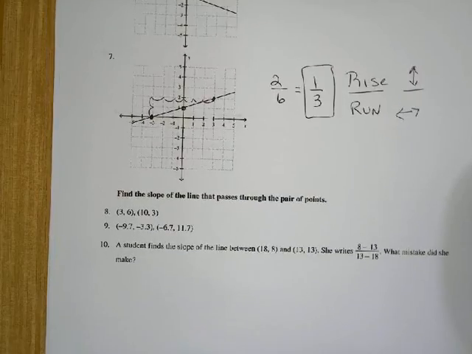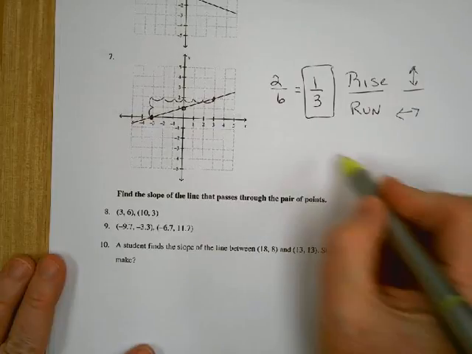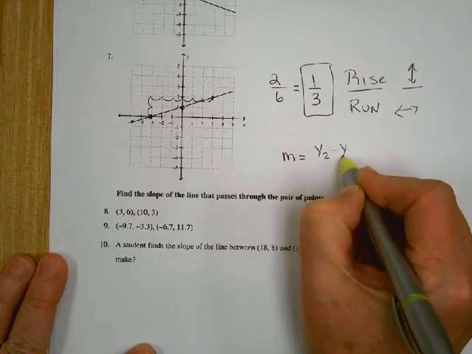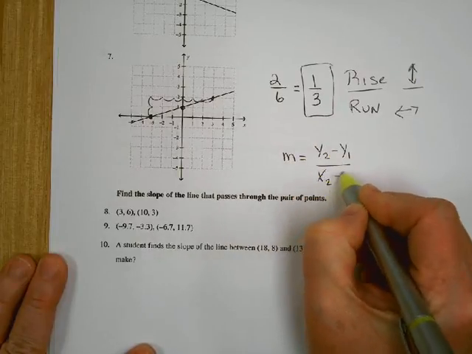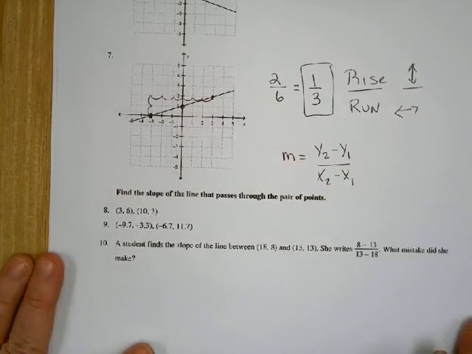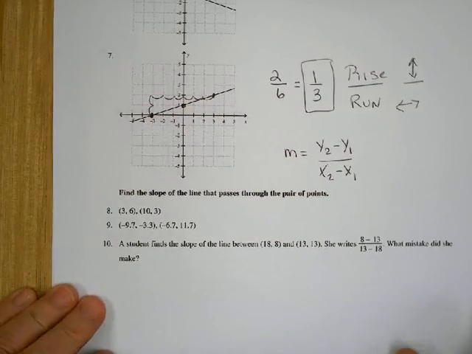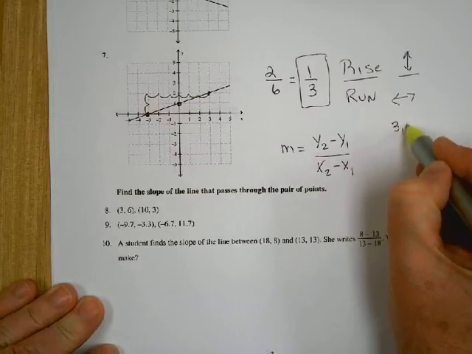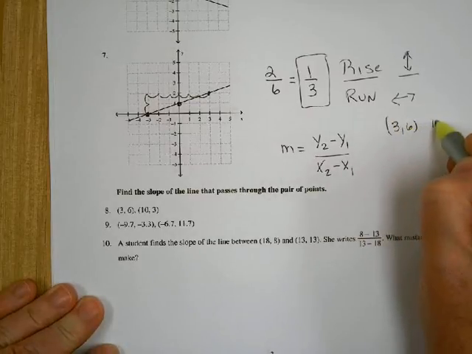Well, sometimes they don't give you a graph. Sometimes what they give you are 2 points, and you have to use the slope formula. And the slope formula is y sub 2 minus y sub 1 over x sub 2 minus x sub 1. So that's what we need to do on number 8. We're going to have to use this slope formula. And for problem number 8, the points are (3, 6) and (10, 3).